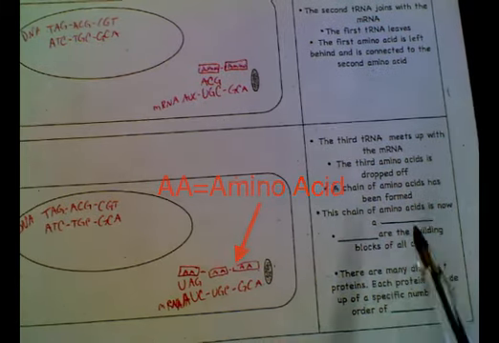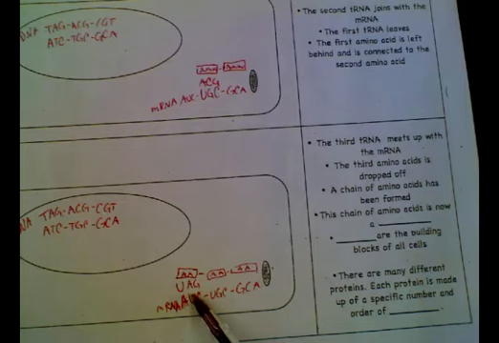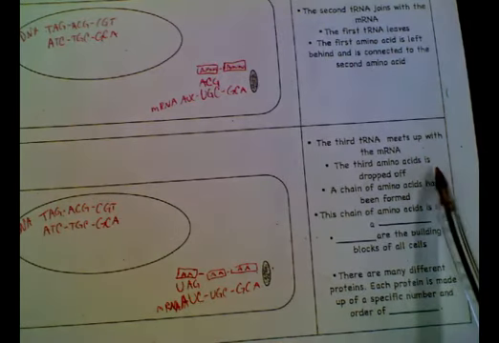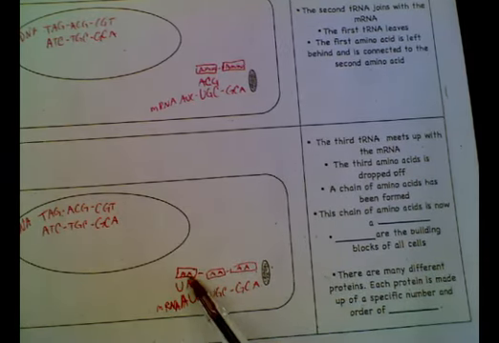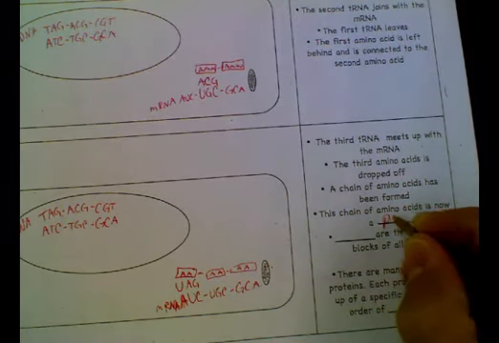Let's follow along to the box to the right. The third tRNA meets up with the mRNA. The third amino acid is dropped off. A chain of amino acids has been formed. The chain of amino acids is now a protein.